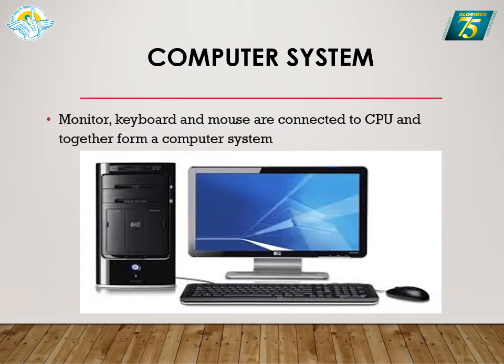Now what is a computer system? So far we have seen the four main parts of a computer. Now if I attach all these four parts, then what does it form? It forms a computer system. So therefore, monitor, keyboard and mouse are all connected to the CPU and together they form a computer system. So what is a computer? If I connect all those parts together, it forms a computer system.